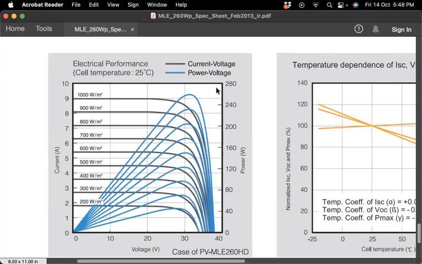So if you have a sun intensity of 1000 watt per meter square, and you are working at the maximum power point, then your output power will be 260 watts. This is the output power.